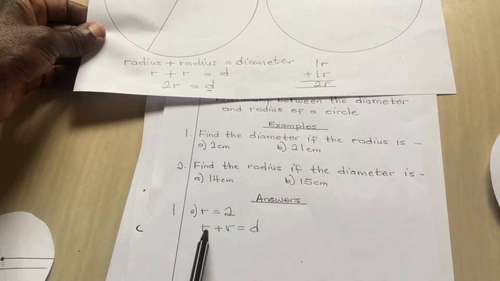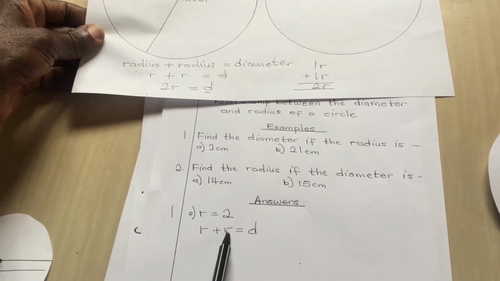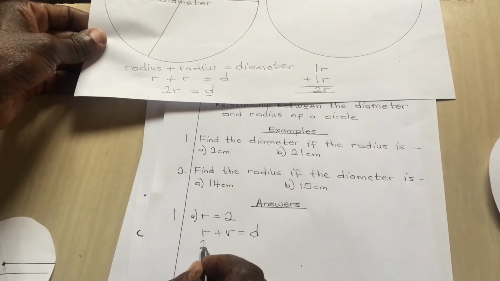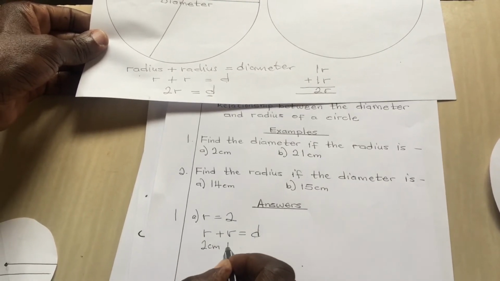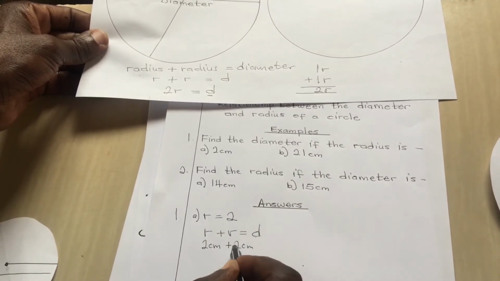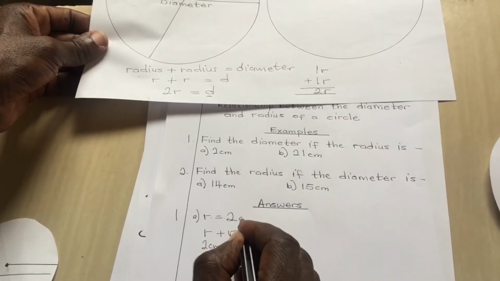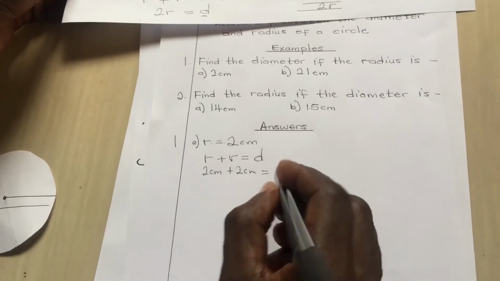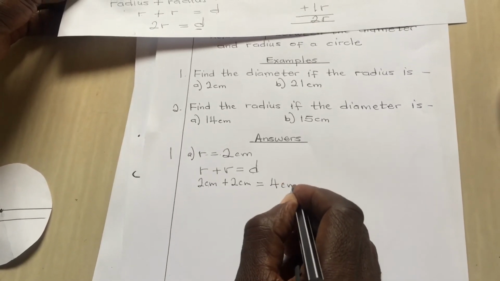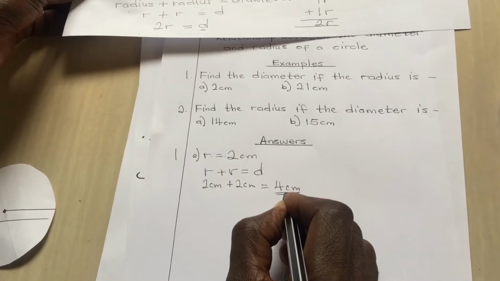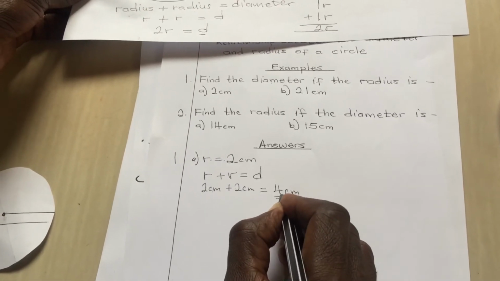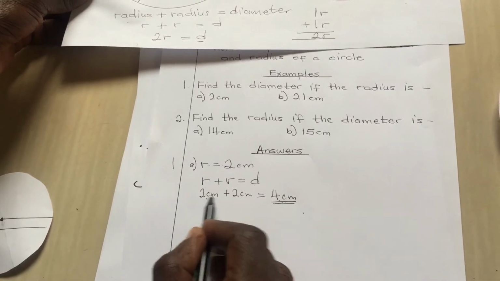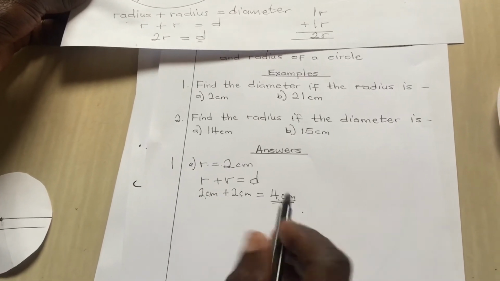Radius 2. So this is r, this is r, and our radius r is 2. It means that this is 2 centimeters plus 2 centimeters. This 2 is coming from radius 2 centimeters, which is equal to 2 plus 2, it's 4. 4 centimeters. This is the diameter. Radius plus radius is equal to diameter. 2 plus 2 is equal to 4 centimeters.